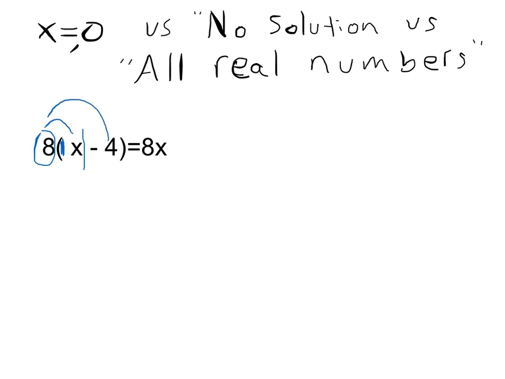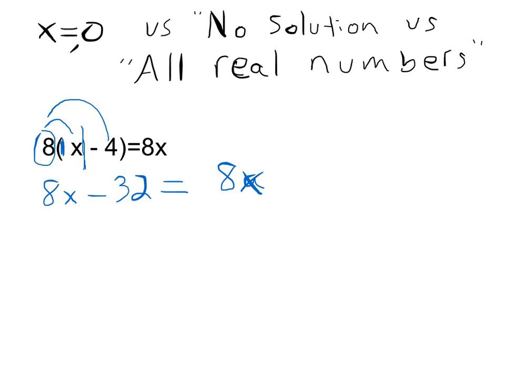So when I do that, 8 times 1x will give me 8x, 8 times negative, and it's so important that you put this bar here, that way you see that that's a negative. 8 times negative 4 would be negative 32, so I can write minus 32, and then that equals 8x. Now, if I look at this left side, it's simplified all the way. If I look at the right side, 8x simplified all the way.